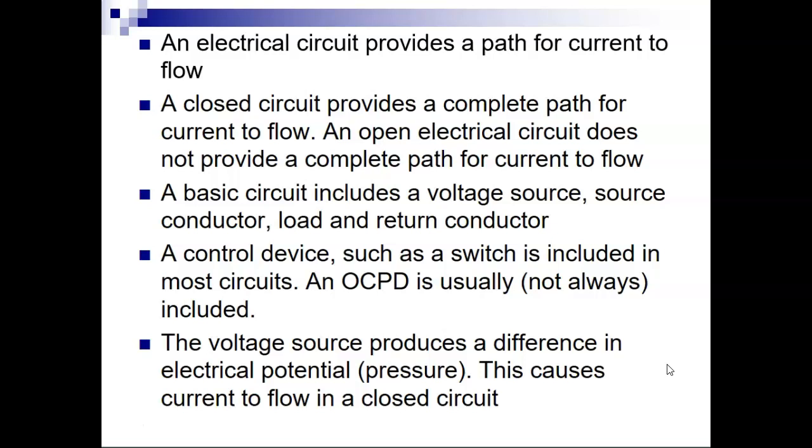Yes, ma'am. So here's the answers in a little bit more of different terms here. An electrical circuit provides a path for current to flow. Closed versus open circuit is what exactly we said. Closed means there's flow. Open is no flow.